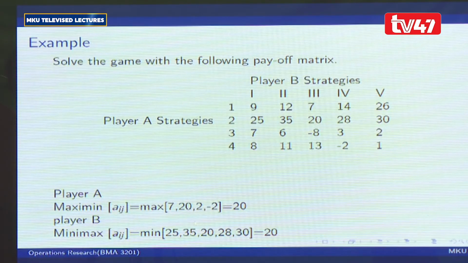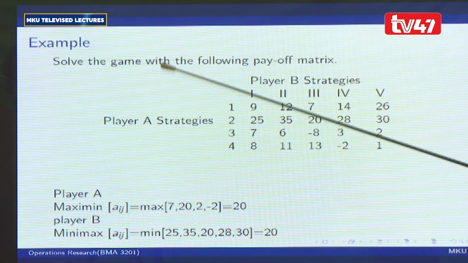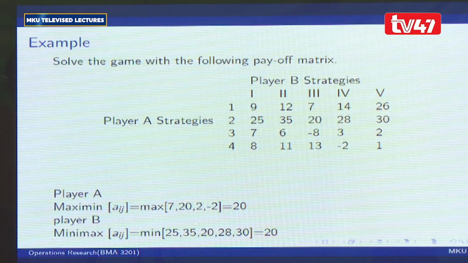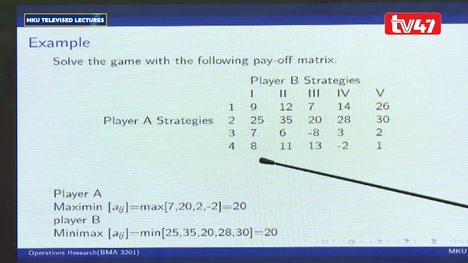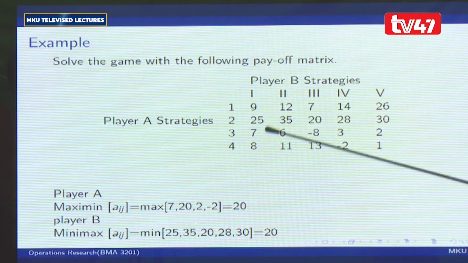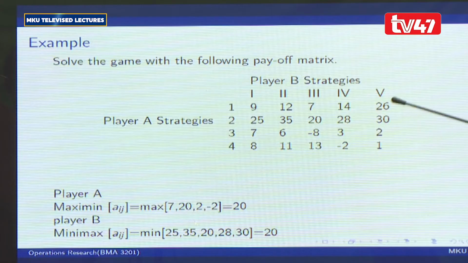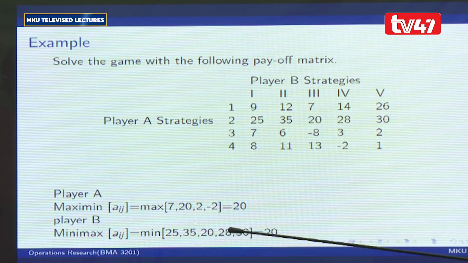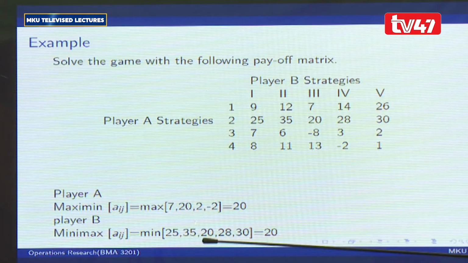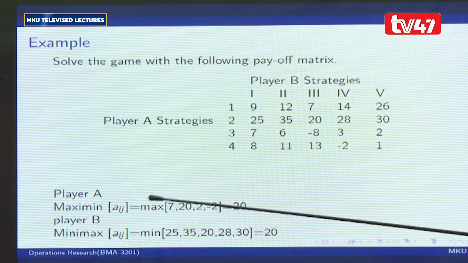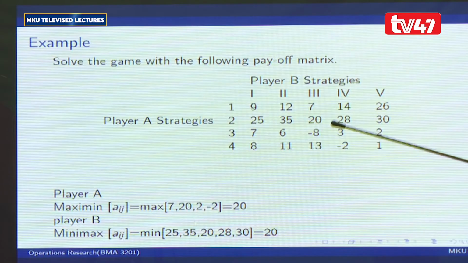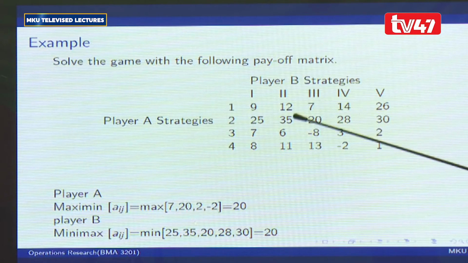Then for player B, we use the minimax principle. Get the maximum, then obtain the minimum out of those maximums. So for the columns, the maximums are 25, 35, 20, 28, and 30, as listed here. Then the minimum out of this set of maximums is 20. Therefore, again, we have 20 being the saddle point.